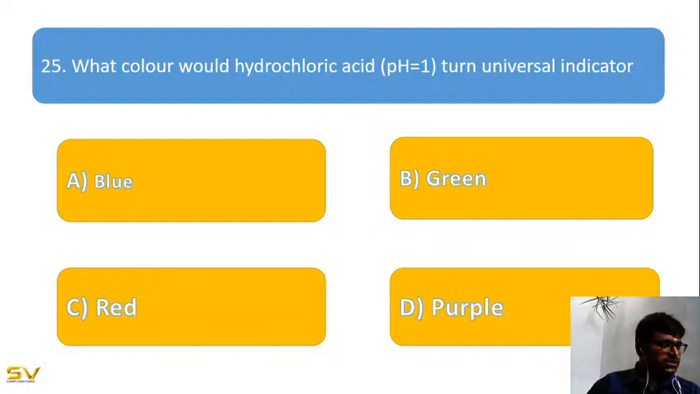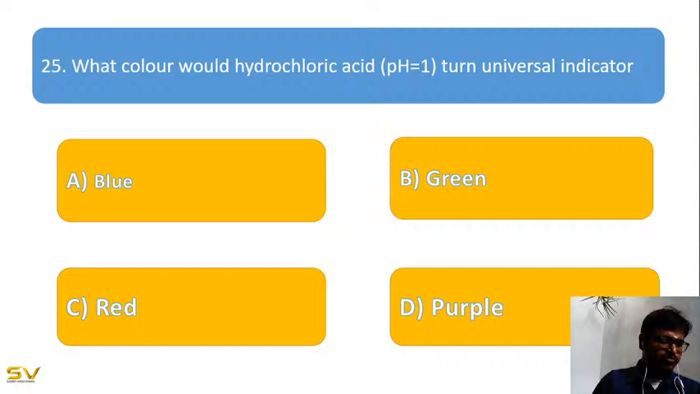So Sneha, Option C, Nikhil, Option C. Is anybody else? So what is the color of universal indicator? If hydrochloric acid is there, its pH is 1. That means in acids. So maybe the question is twisted, but the answer is clear because it is acid.